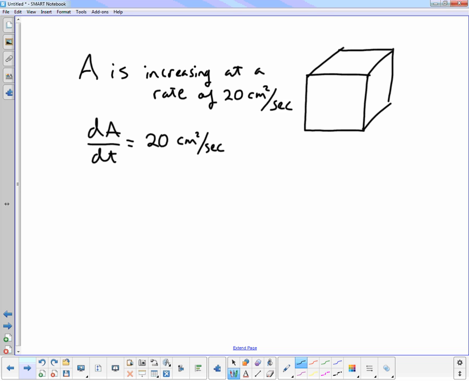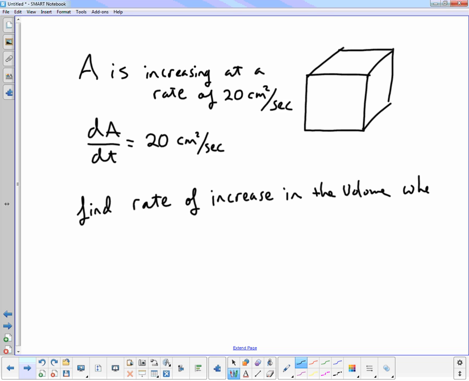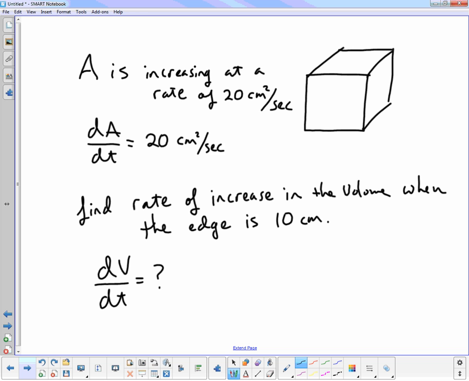Find the rate of increase of the volume when the edge of the cube is 10 centimeters. Okay, so you have to parse out the important information in that sentence. Rate of increase in the volume. How do I write that? dV over dt. That's what I'm looking for.